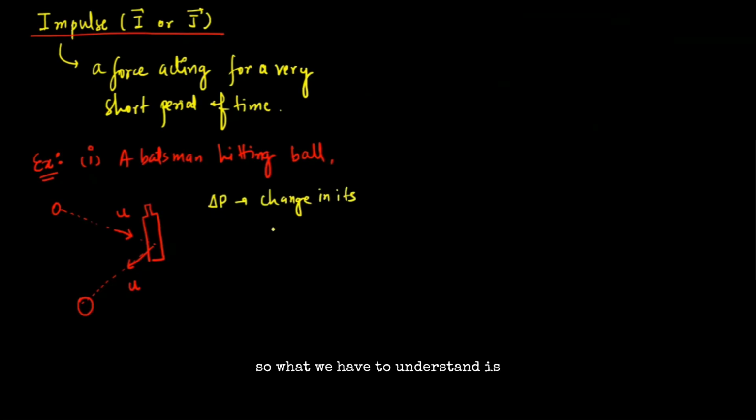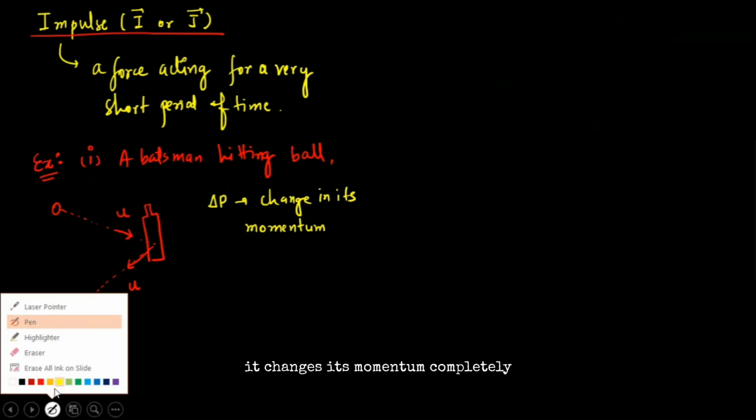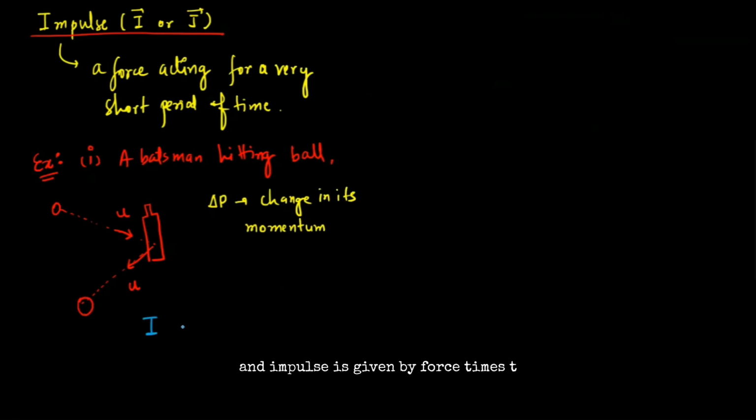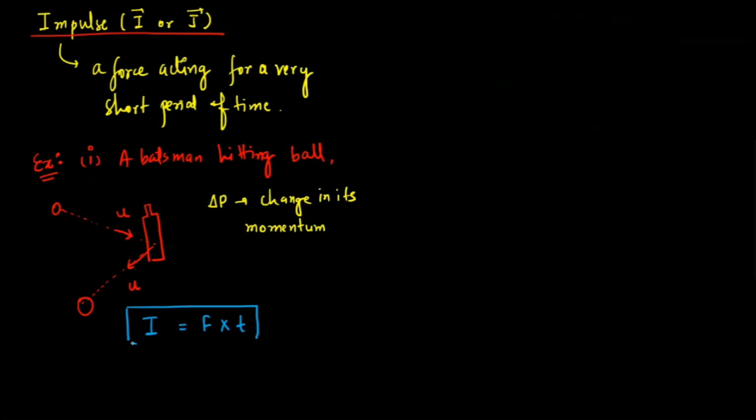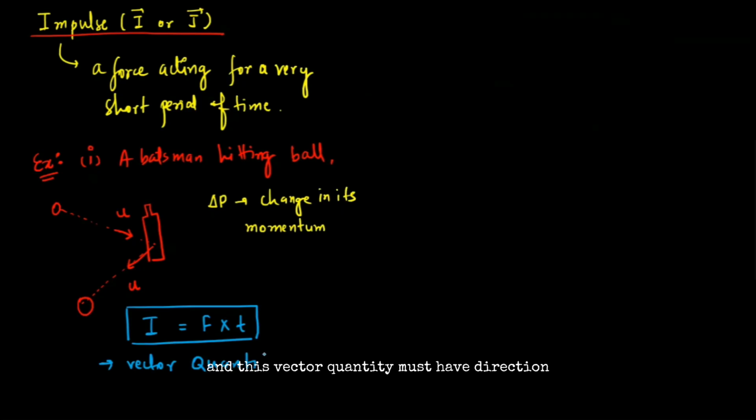So what we have to understand is that if an object experiences some force that acts for a very short period of time, it can change its momentum completely. Impulse is defined as a force acting for a very short period of time, and impulse is given by force times time. Again, it is a vector quantity, and it must have direction. Whatever direction the force has is going to be the direction of impulse. Its unit is Newton seconds.